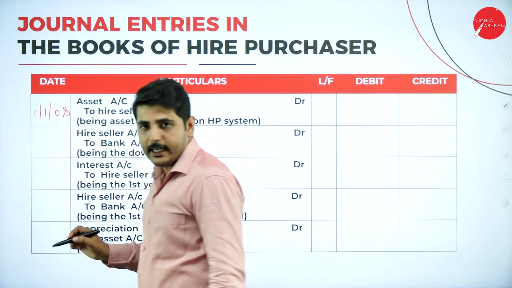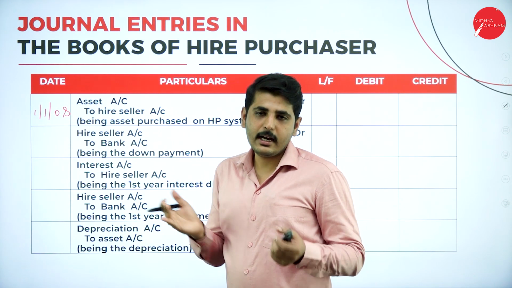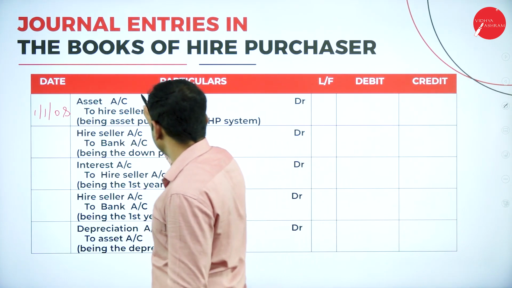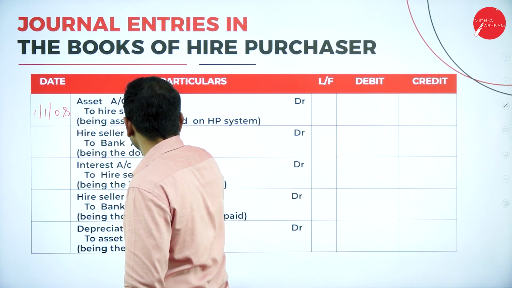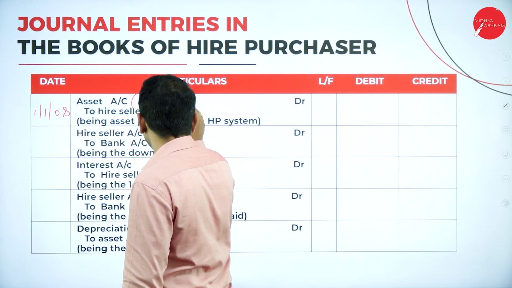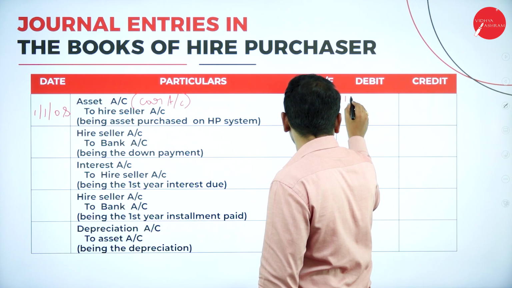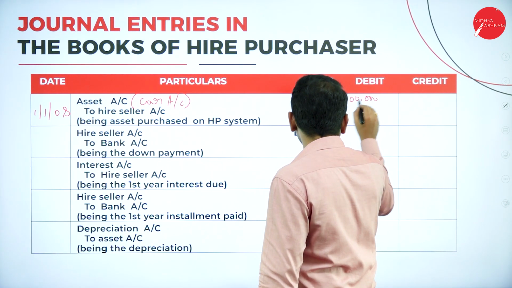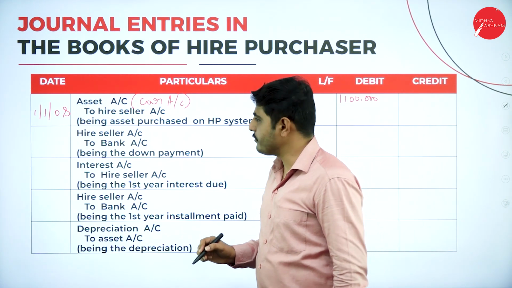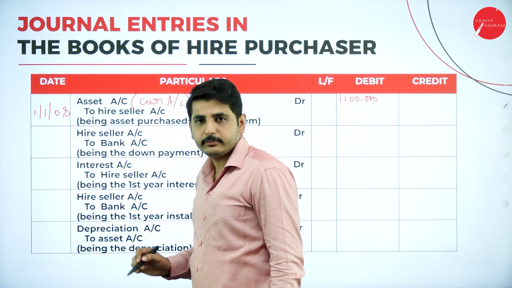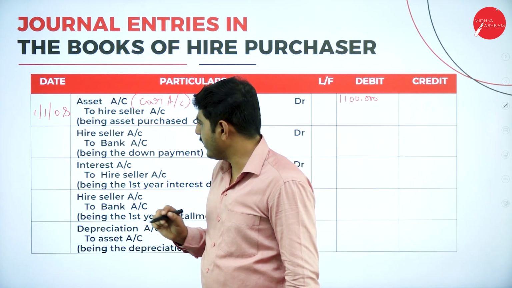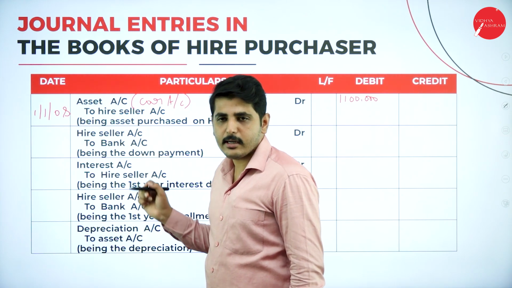On 1/1/2008, what is the journal entry? For purchasing the asset, or it is a car. The asset is a car, we can write car account. What is the cash price? 11 lakh. 11 lakh is the cost or cash price. Who is the hire seller? Tata Motors is the hire seller. You can write to hire seller account or Tata Motors account.